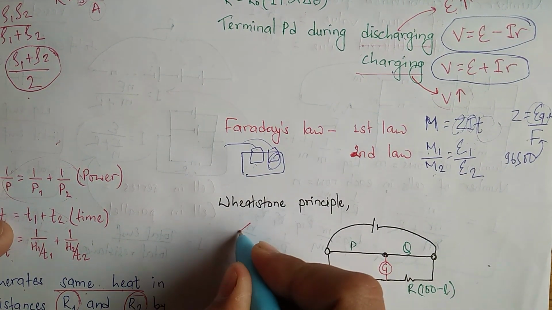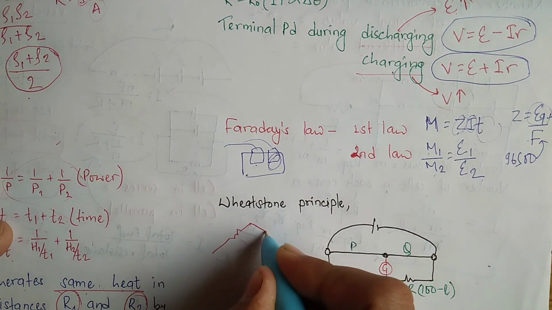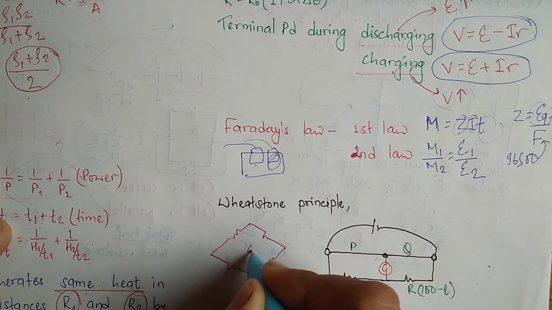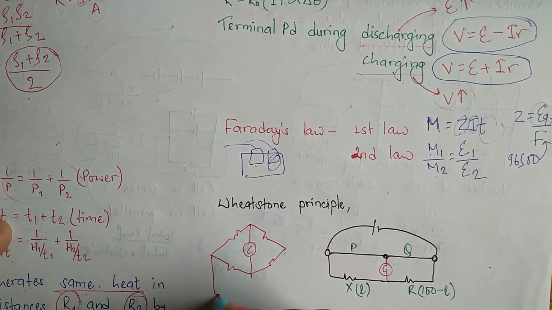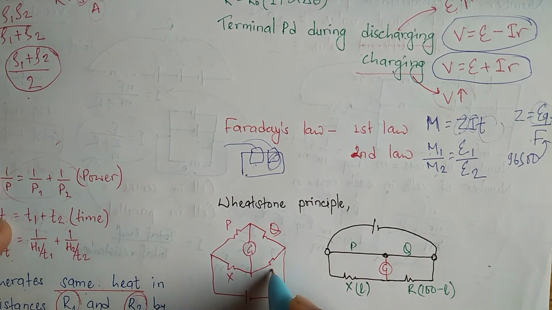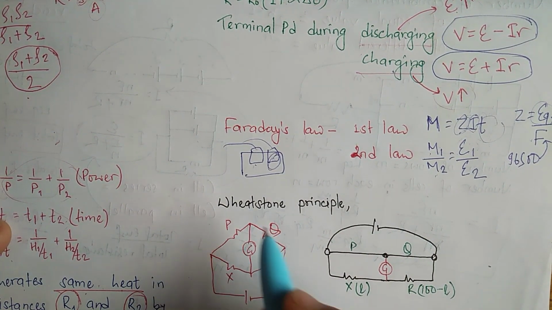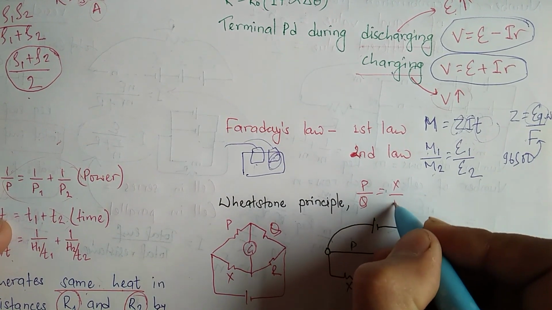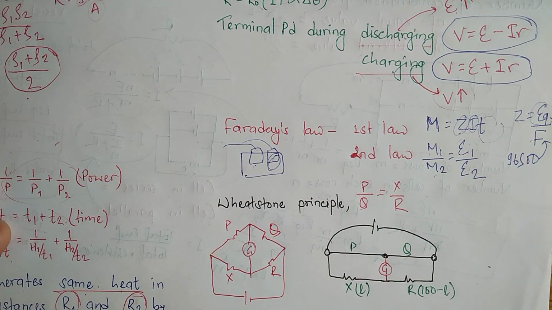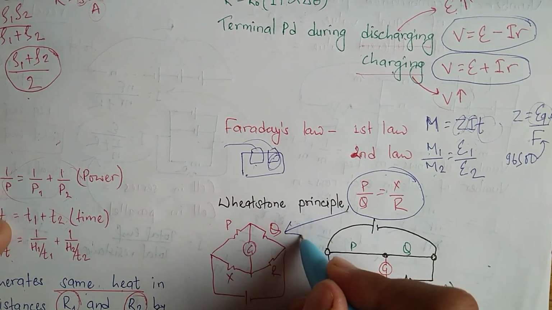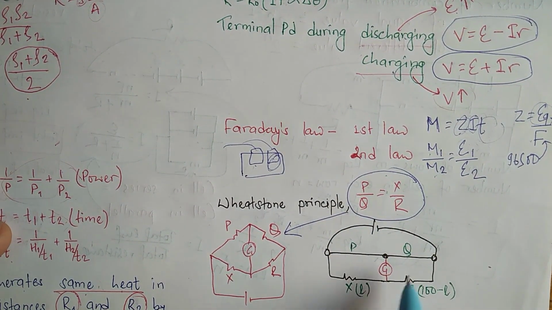Now Wheatstone principle. We know a Wheatstone bridge. Let's draw one. There is one galvanometer and it is connected to battery. P, Q, X, R. What is Wheatstone principle? Wheatstone principle is P by Q is equal to X by R. This is the Wheatstone principle. P by Q is equal to X by R.